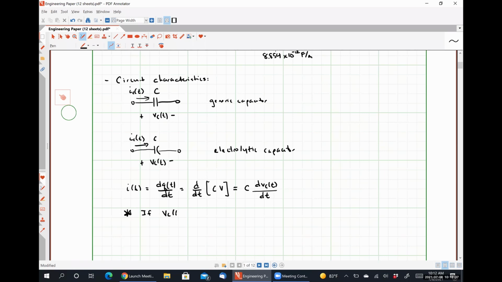If Vc(t) does not change with time, Ic(t) must be equal to 0 amps. So what does that mean for a DC circuit in particular? Because that's what we've been analyzing to this point. Any thoughts?